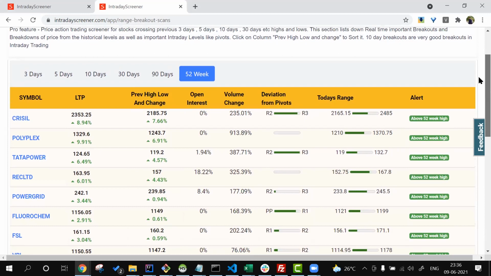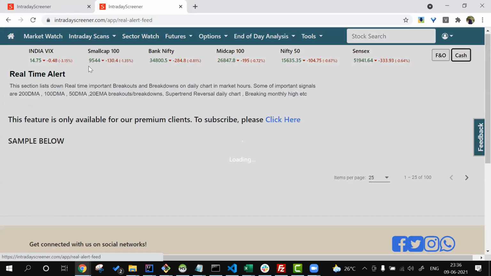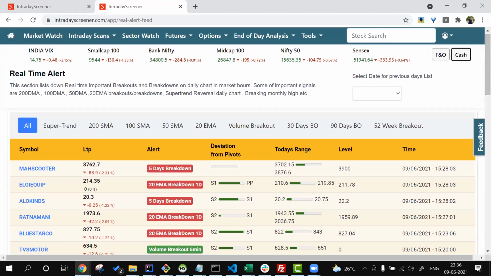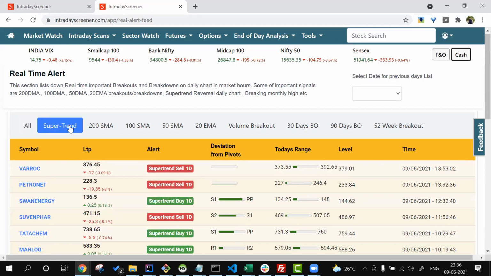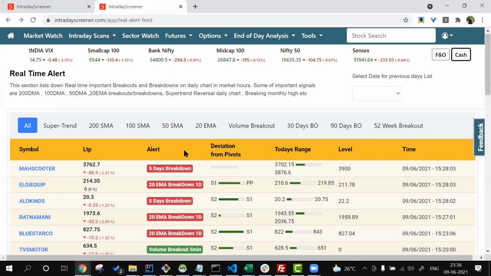Now one big question is, what is the time when this breakout actually happens? For that, you can go to real-time alert signal, which will help you figure out all the market activities that are happening in real time. All those real-time activities will be listed here according to time. For example, the stocks which are breaking super trend on the daily chart, again it is the 1 day chart. For example, Varroc Engineering has a super trend sell signal. You can see due to this fall, a super trend sell signal was generated on the 1 day chart in Varroc Engineering. This is one example of an intraday scan which you can use in real time alert.